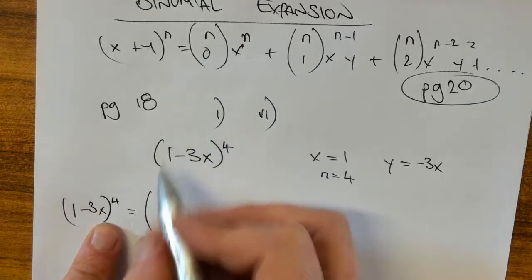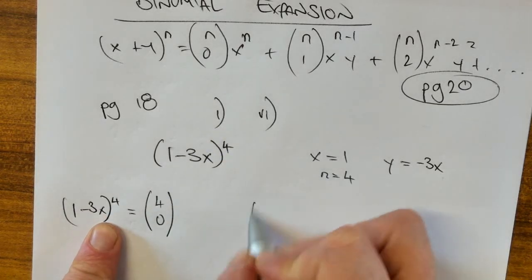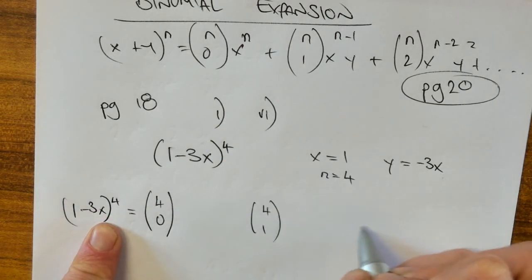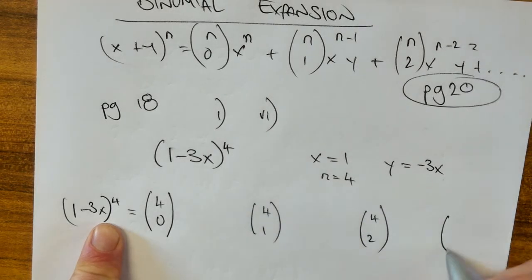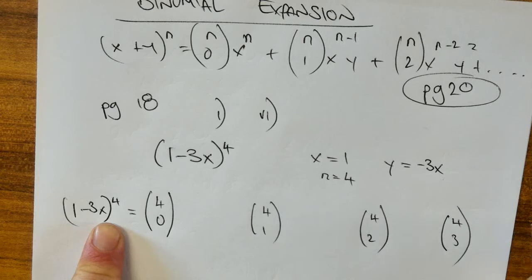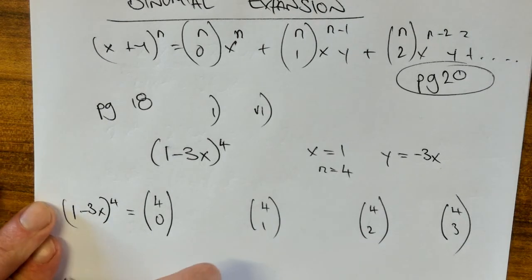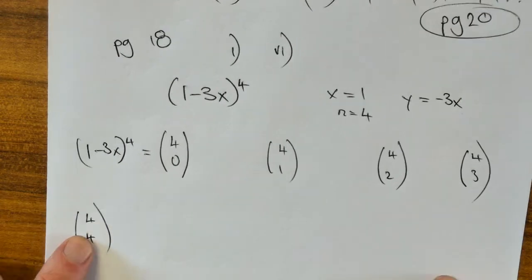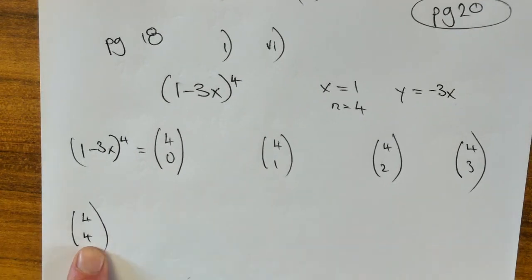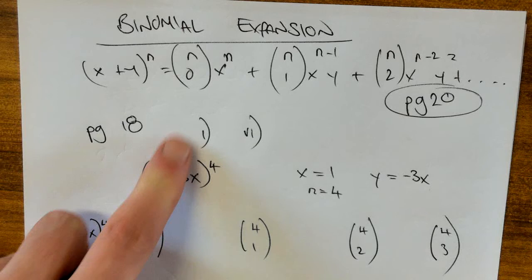So that's going to be n is 4 over 0. The next one is going to have 4 over 1. The next one is going to be 4 over 2. Then 4 over 3, and 4 over 4. Okay, and these we'll put in our calculator, and they'll just point us to the coefficients in front, and that's all these are.